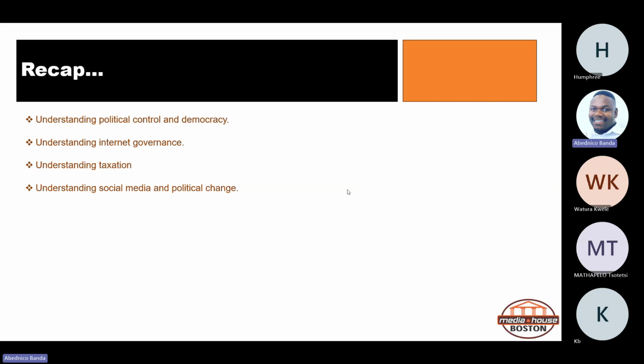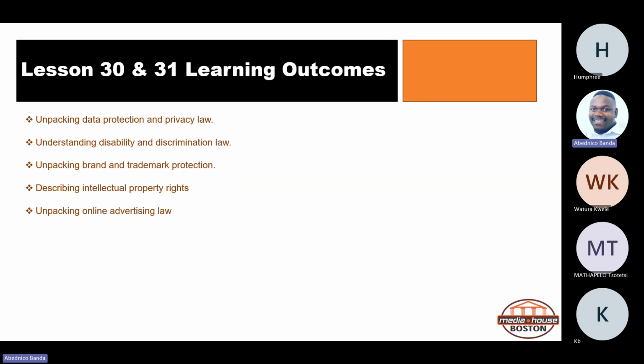Today we are going to look at the other aspect that digital marketers need to be aware of and navigate whenever they are coming up with their strategies, tracking performance, and managing digital campaigns. At the end of this lesson, you should be able to understand data protection and privacy laws, disability and discrimination laws, and brand and trademark protection. You need to be able to describe intellectual property rights and their influence on digital marketing.